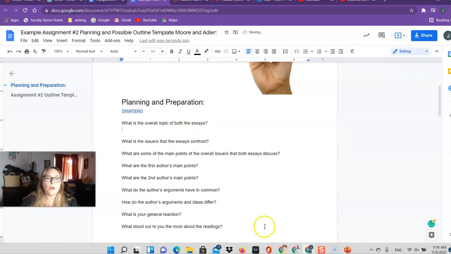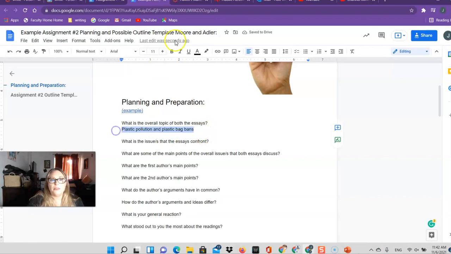So here I am. What's the overall topic of both of the essays? Right now we are talking about Ben Adler's essay and Charles J. Moore's essay. And the overall topic is plastic pollution and plastic bag bans. I think they both talk about that, so you could definitely say that.